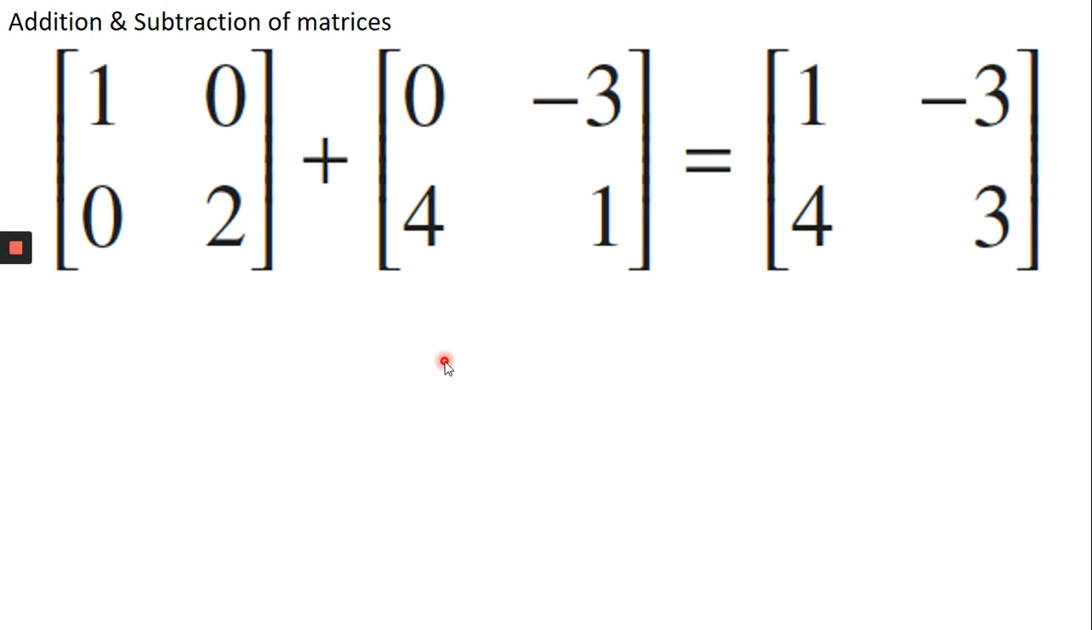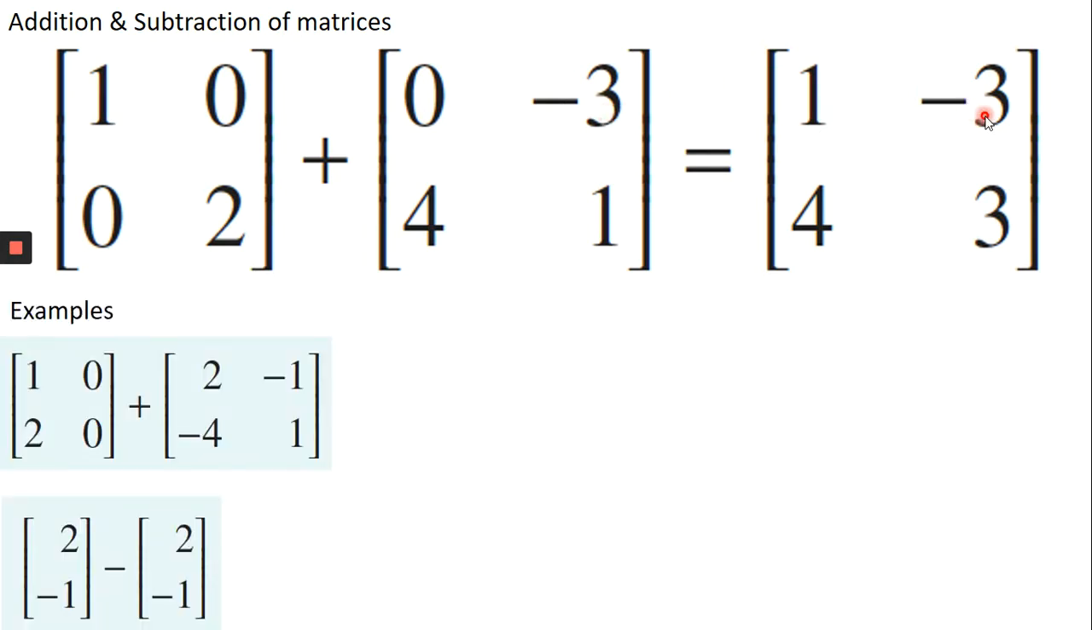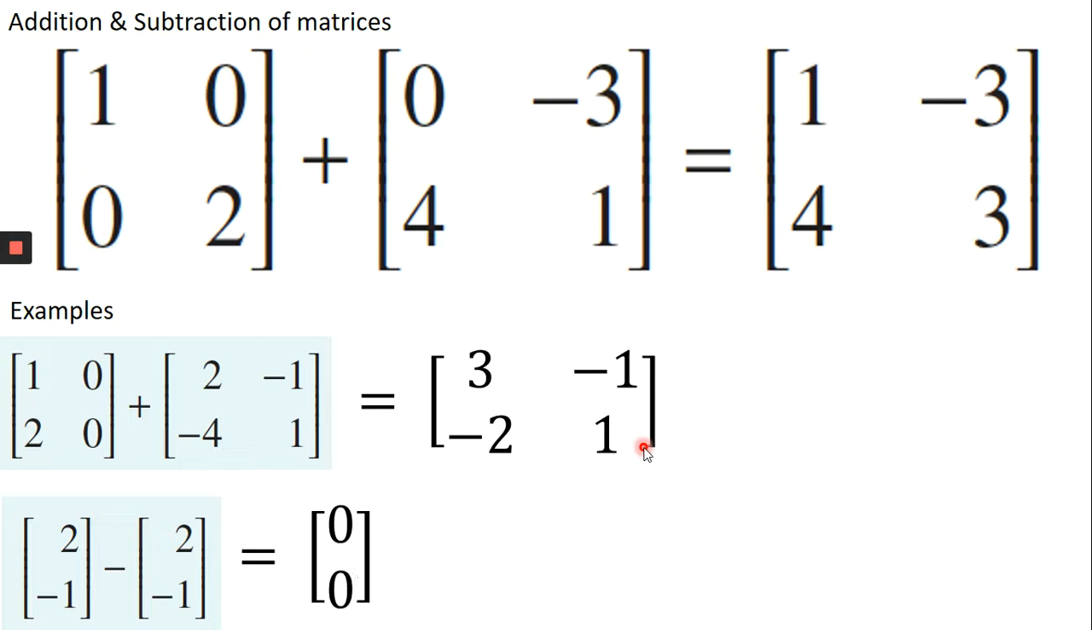Addition of matrices. That's easy. We just go 1 plus 0 is 1. 1 plus minus 3 is minus 3, etc. Nice and easy. Here's a couple of examples. 1 plus 2 is 3. 1 plus minus 1 is minus 1. 2 plus minus 4, plus or minus make a minus, minus 2. 1 plus 1. 0 plus 1 is 1. Easy. That one there, again, nice and easy. So nothing tricky with addition and subtraction.